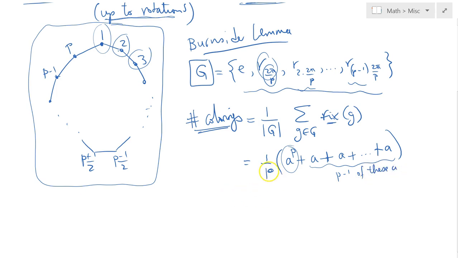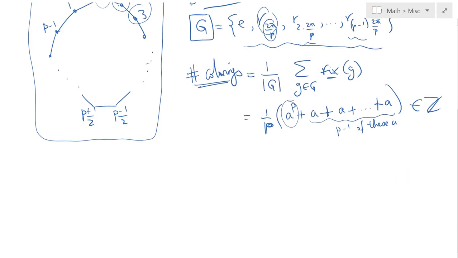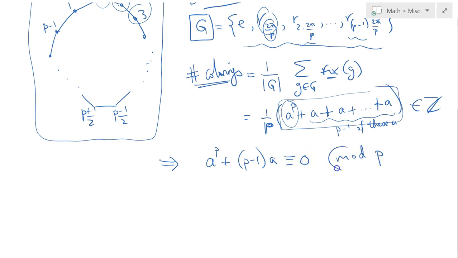Okay, so finally, knowing that this is an integer, right? For the whole thing to be an integer, the inside of the brackets should be divisible by P, implying therefore that A to the power P plus (P minus 1)A is congruent to 0 mod P. But then P minus 1 is just minus 1 mod P, so A to the power P minus A is congruent to 0 mod P.